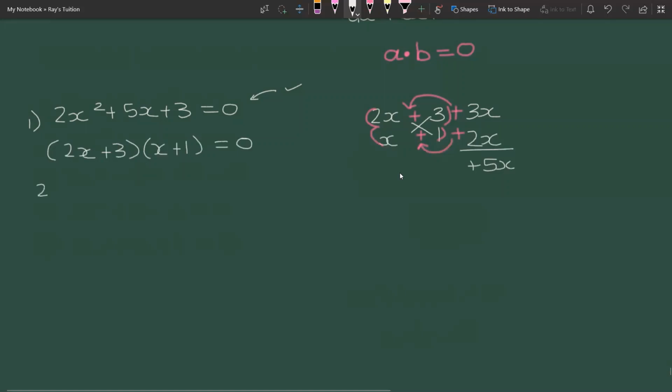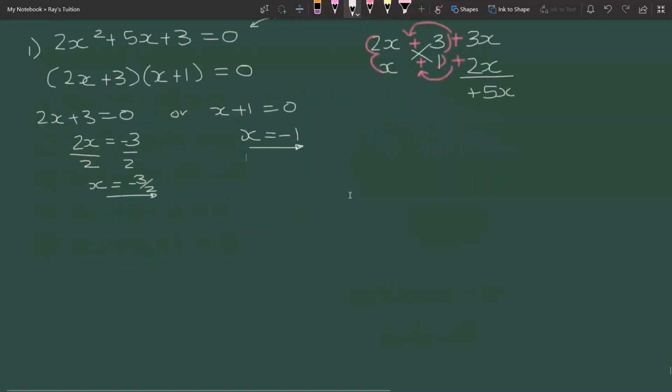So then what we have is 2x plus 3 is equal to 0, which means 2x is equal to negative 3. And then we divide both sides by 2, and we get finally that x is equal to negative 3 over 2. The other solution is x plus 1 is equal to 0, which means that x is equal to negative 1. Let us have a look at the next one.